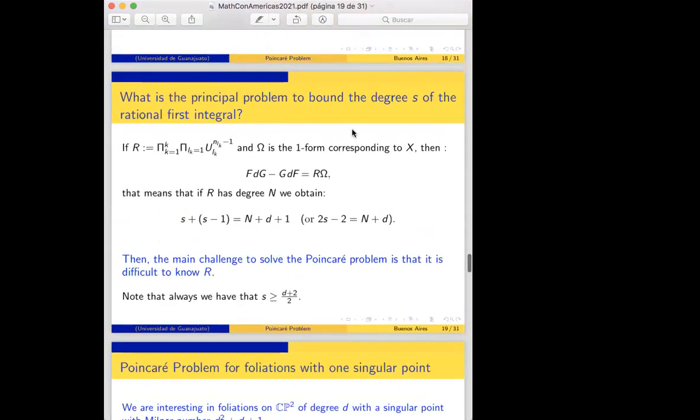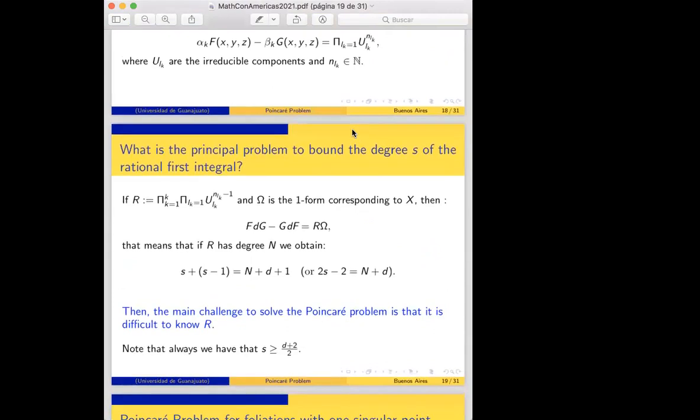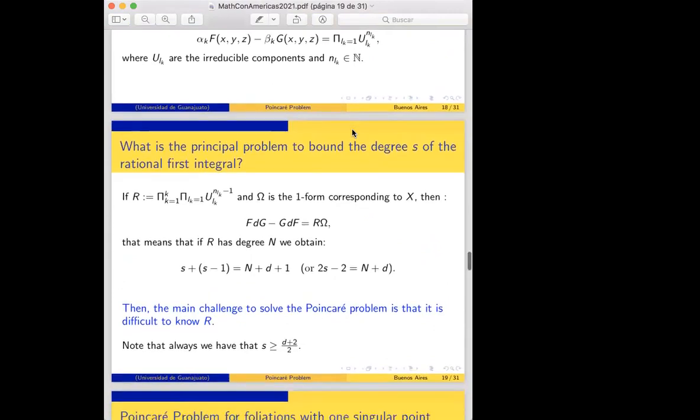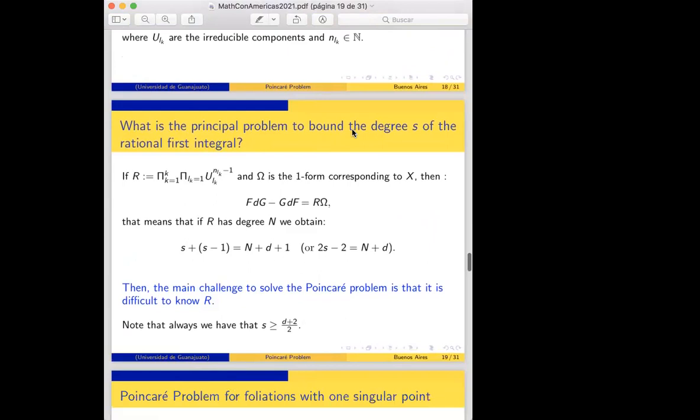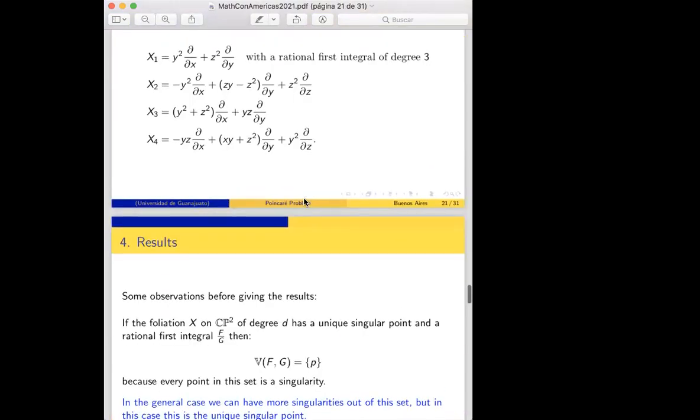There are four types of degree 2. The next. Okay. Now I'm going to say the results.